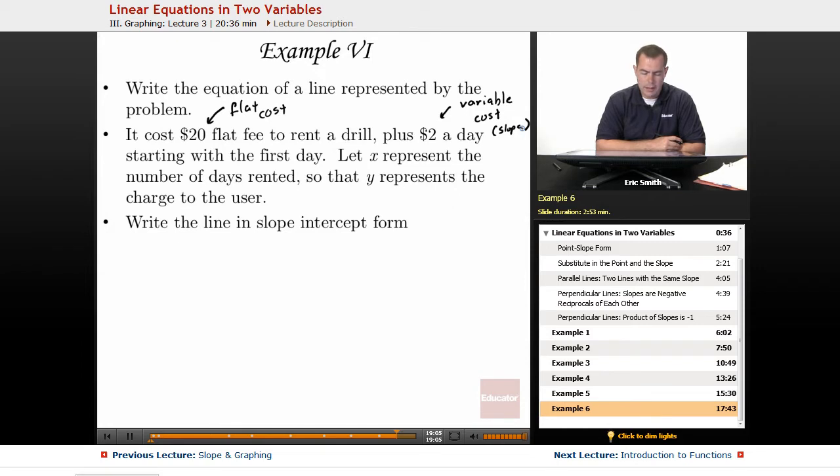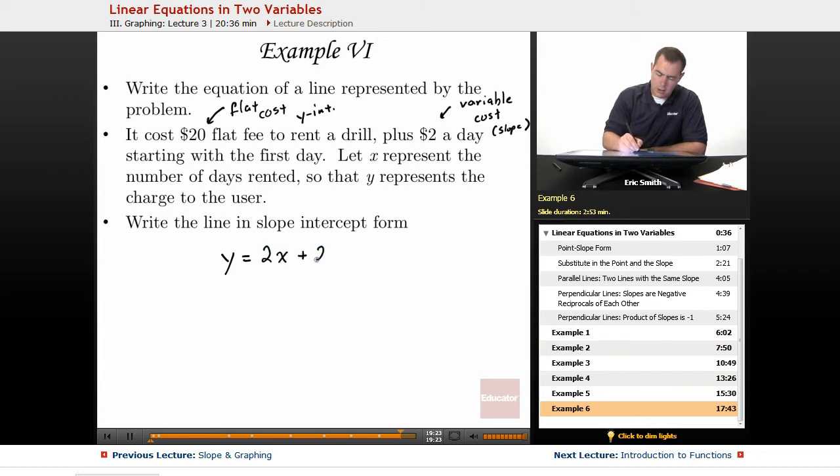Well, what happens with that flat cost? We'll be charged that no matter what, so that is like our y-intercept. So I guess if this one, we can just drop in our variable cost. We can drop in our flat fee.